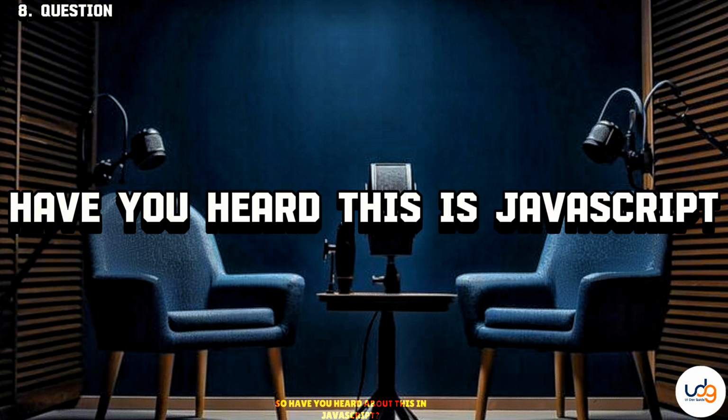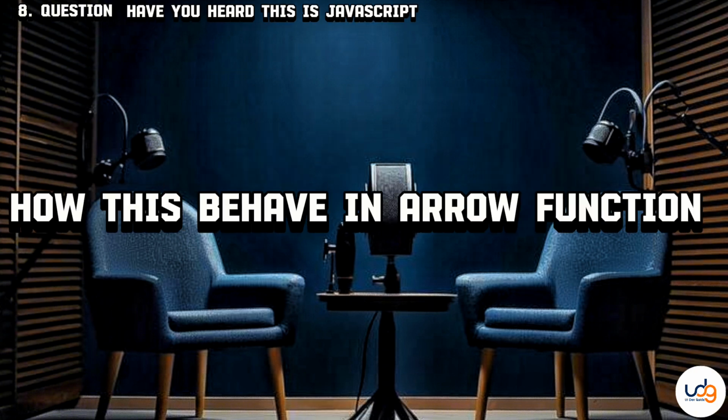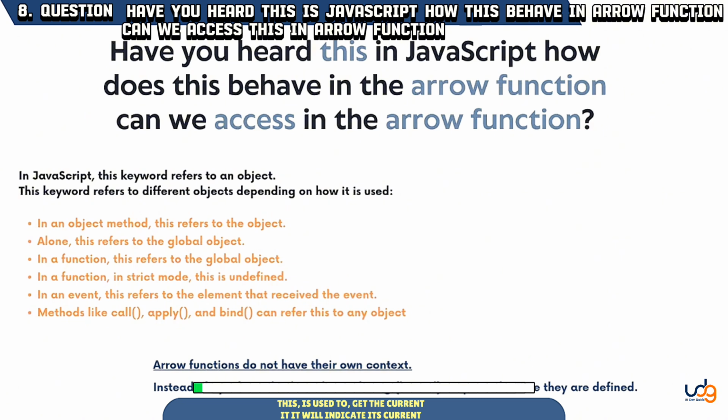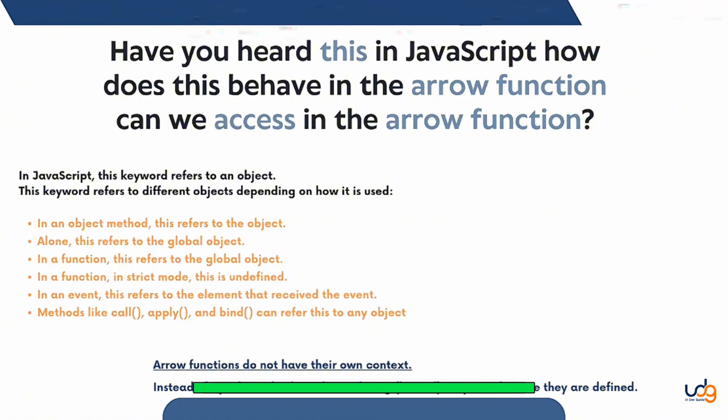So have you heard about this in JavaScript? Yeah, this is used to get the current. It will indicate the current property. And if we are working with arrow functions, then what will happen in that case? I think in the arrow function, this will represent the parameters. No, I meant, can we access this inside the arrow function? No, we can't access it in the arrow function.